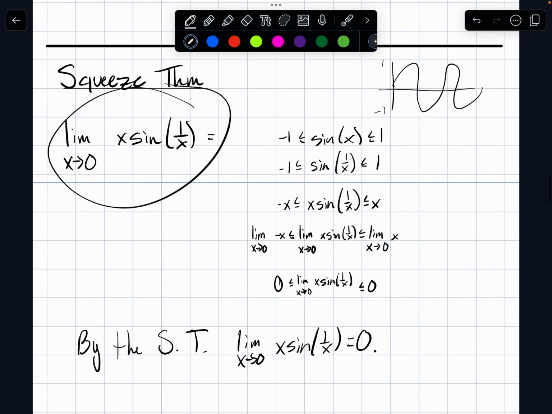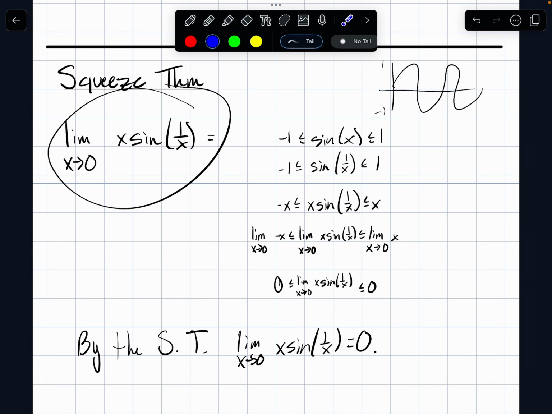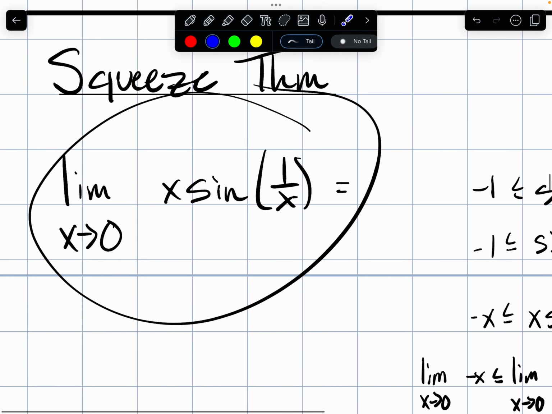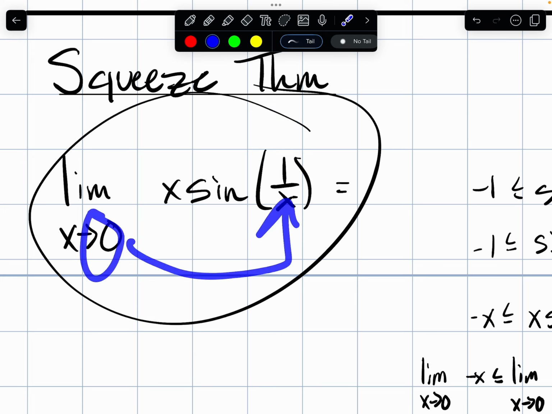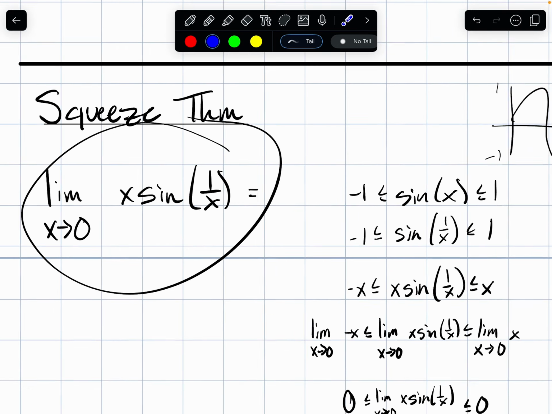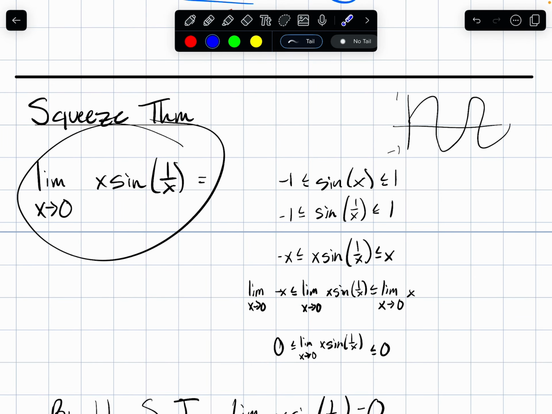So these problems are all done very similarly. Typically what you're going to see is some sort of trig function, and then the inside is going to screw up at some point. Like if I plug in this 0, it screwed this up. That is typically what you're going to see in a squeeze theorem problem. There are a few other types that we might look at.